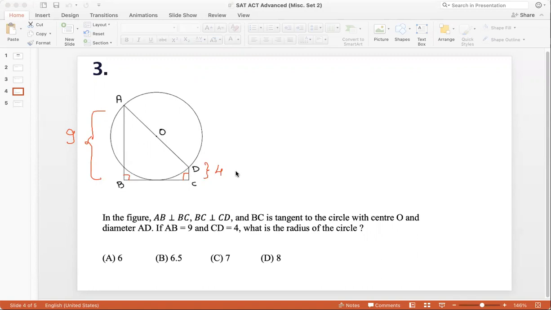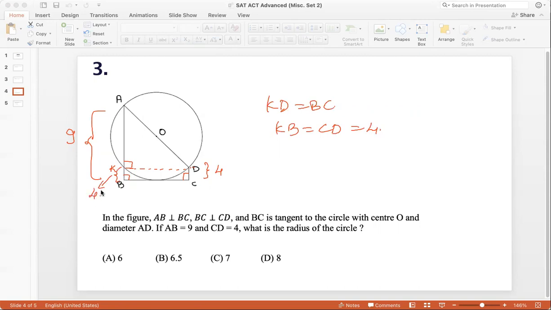Okay, so if I join, let's say this point is K, and if I join K with D, then angle AKD is angle in a semicircle, and that has to be 90 degrees. So we notice that KDCB is a rectangle, right? So KD is equal to BC and KB is equal to CD, which we know is 4. So this distance is also 4.